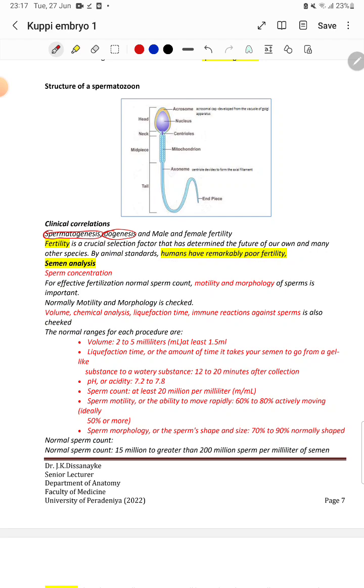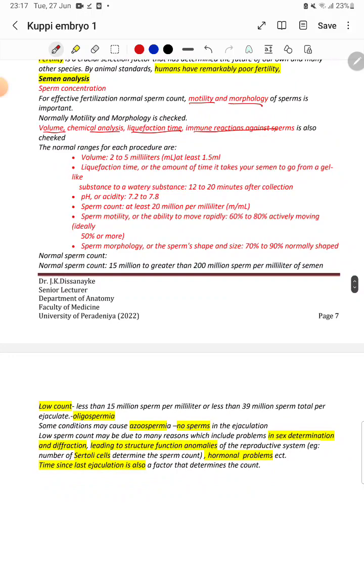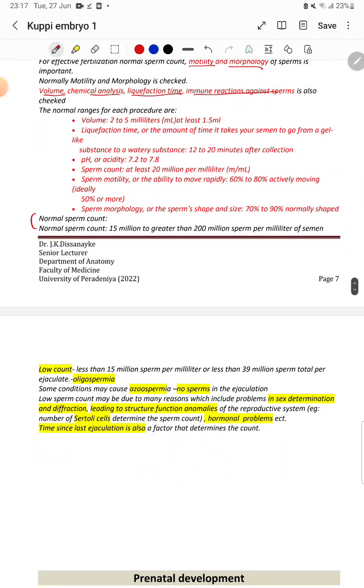In terms of semen analysis, you have to think about the sperm concentration, so the sperm count, and also motility, morphology, volume, chemical analysis, liquefaction time, and immune reactions are also checked. And there are also normal ranges, which I think are mentioned in semester 3 physiology and the reproductive module, so better to check that out. These slides also mention the normal values. Sorry, I didn't do that in red.